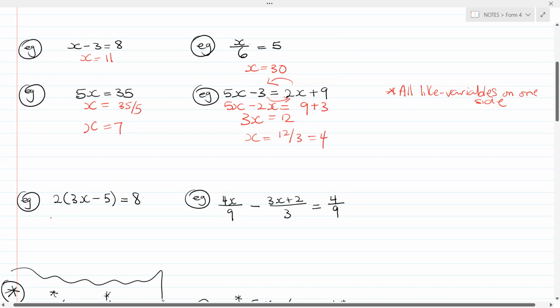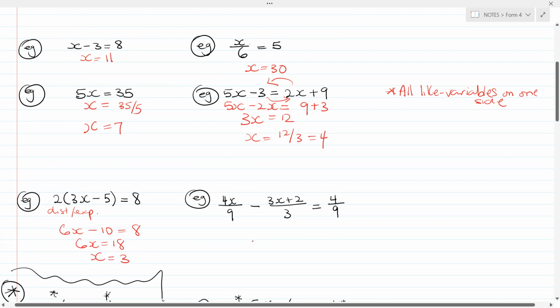Now for this example at the bottom here, we have 2 brackets equal to something. We know that we have to distribute or expand these brackets before we can do anything. So we can say 6x, 2 by 3x minus 10 is equal to 8. And of course, we are solving for x, so we're moving away all the other constants from around x. So the first thing we have to do is add 10 on both sides. So 6x is equal to 18, and divide by 6, x is equal to 3.